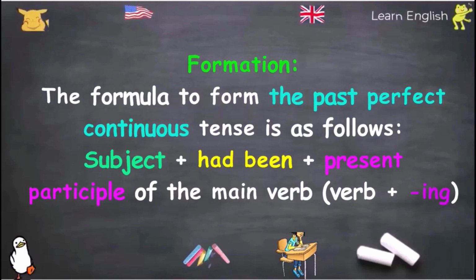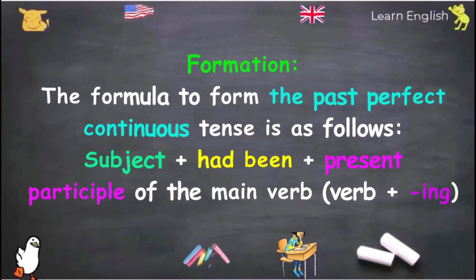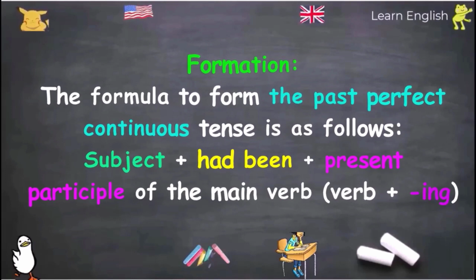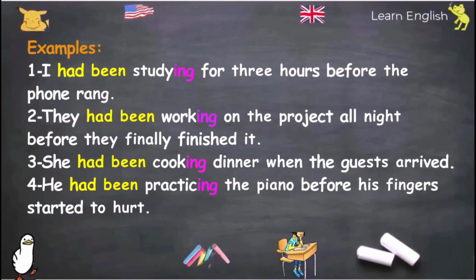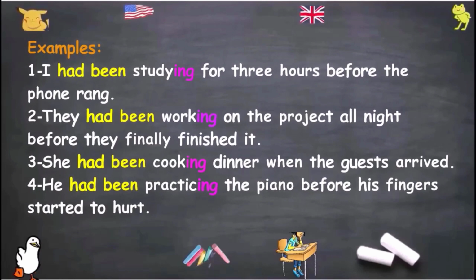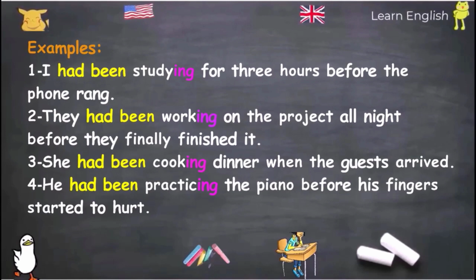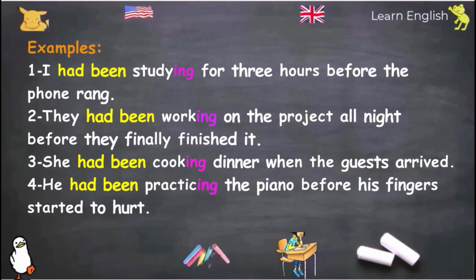Formation. The formula to form the past perfect continuous tense is as follows. Subject, plus had been, plus present participle of the main verb, verb plus ing. Examples. I had been studying for 3 hours before the phone rang. They had been working on the project all night before they finally finished it. She had been cooking dinner when the guests arrived. He had been practicing the piano before his fingers started to hurt.